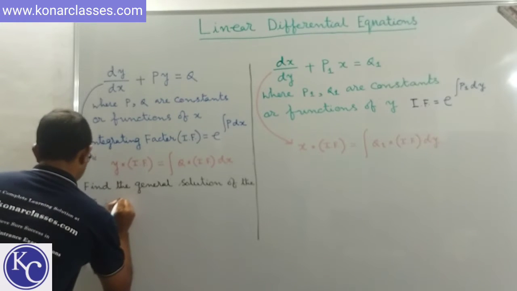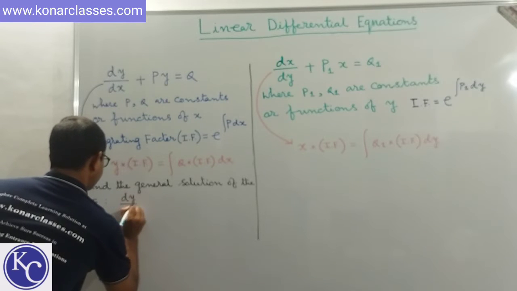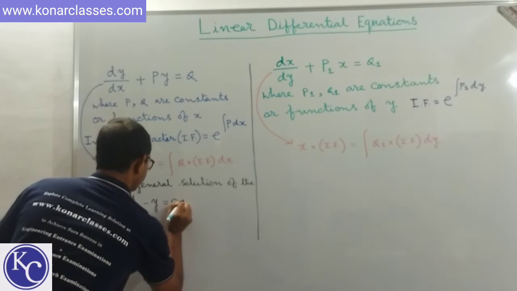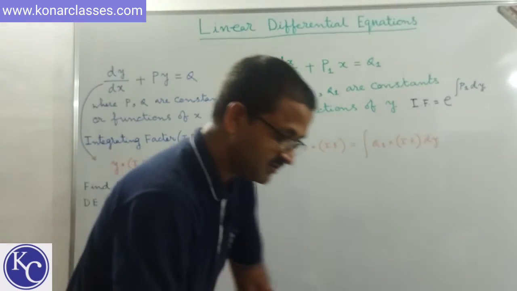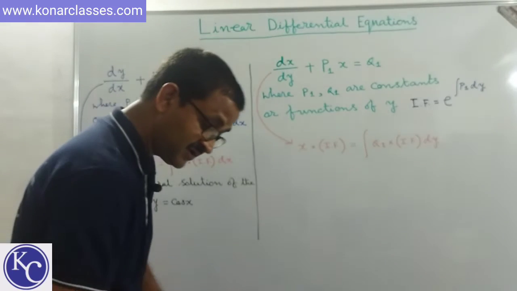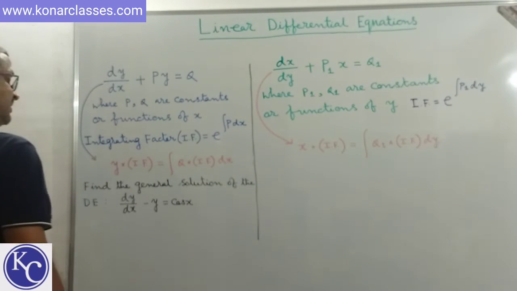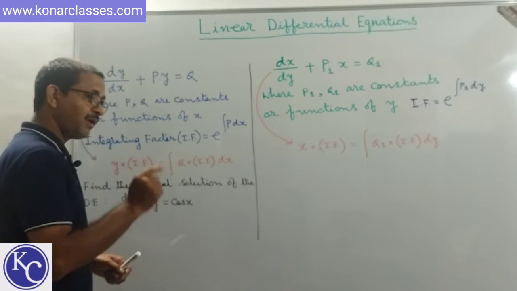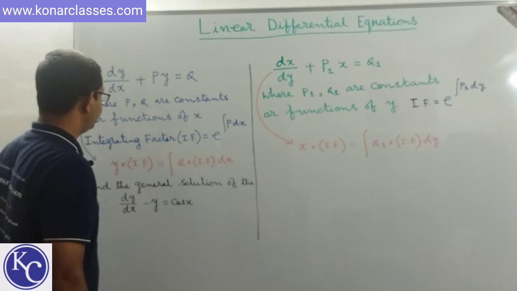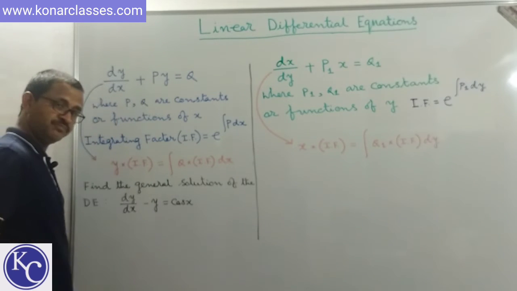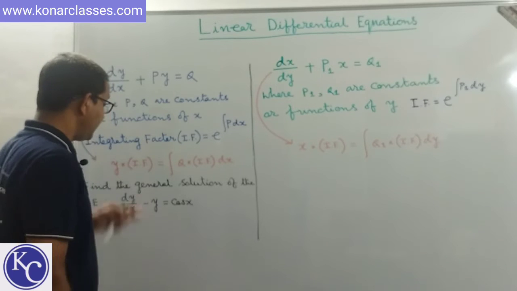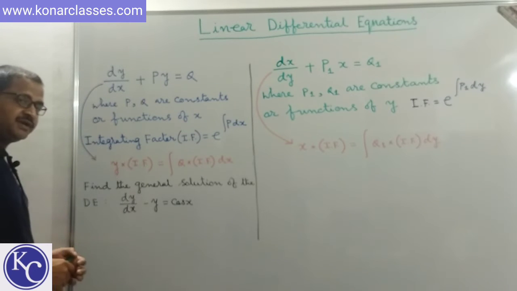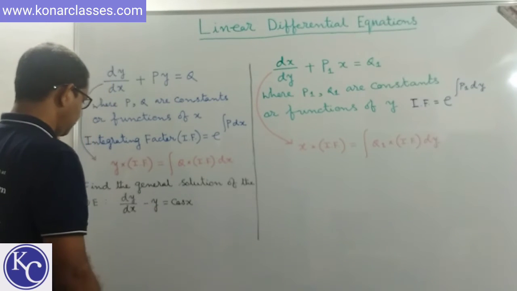What is the differential equation? dy/dx minus y is equal to cos x. First, by looking at the differential equation, we need to understand whether it is a linear differential equation or not. We see dy/dx minus 1 into y, so minus 1 is a constant, which you can assume just like p, and then cos x is a function of x, so it satisfies the condition of a linear differential equation.